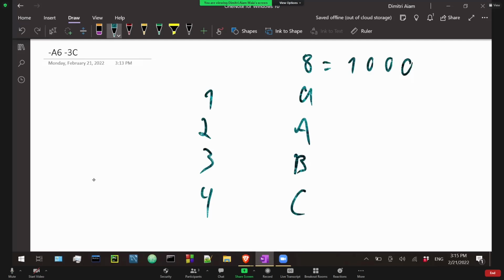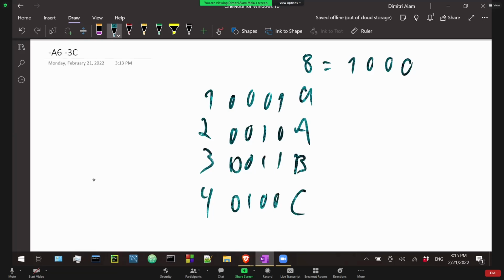So the 1 is like 0, 0, 0, 1. 2 is 0, 0, 1, 0. 3 is 0, 0, 1, 1. 4 is 0, 1, 0, 0. The way I do it kind of fast is I just add this number to the displacement of these numbers. So 8, the letter A, the number 8, add that 2. So this is going to be 1, 0, 1, 0.